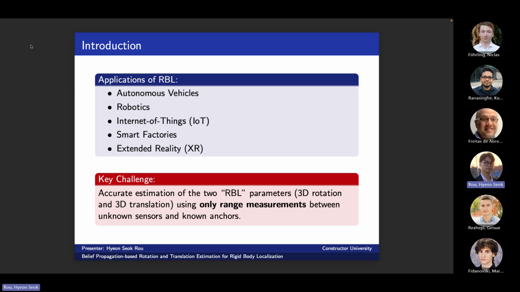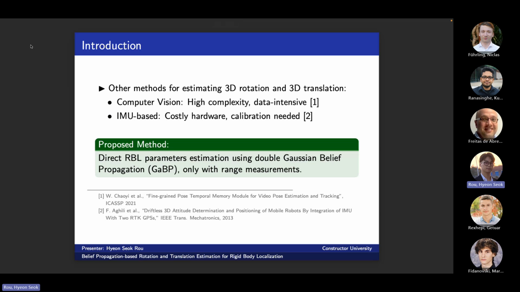And what we want to achieve is to get the estimation of these two parameters only using the range measurements between the unknown sensor positions at the actual rigid body and some known anchors that are, for example, the base station or a roadside unit or some receiver or transmitter. So of course, other than using this range-based method that I just mentioned, we also have, of course, other classical methods that can both estimate the 3D rotation and translation.